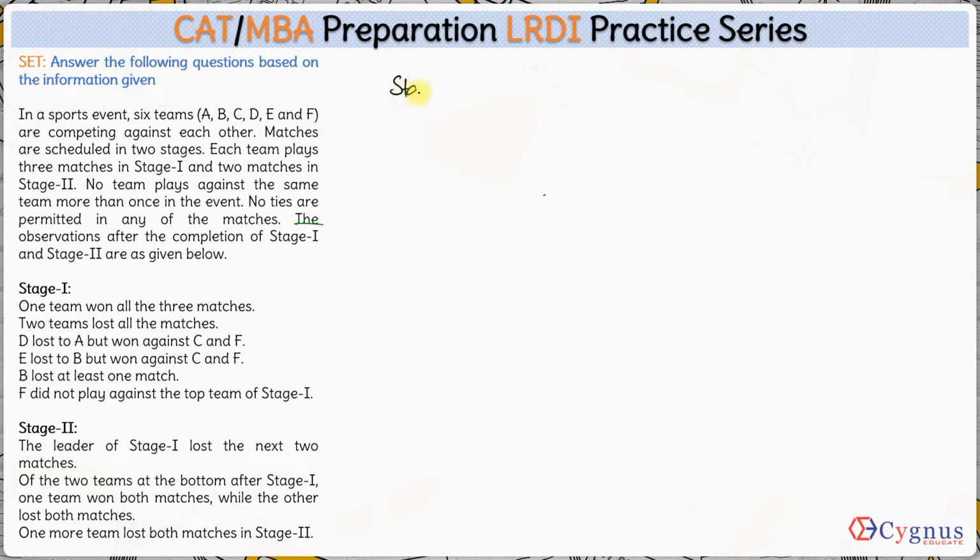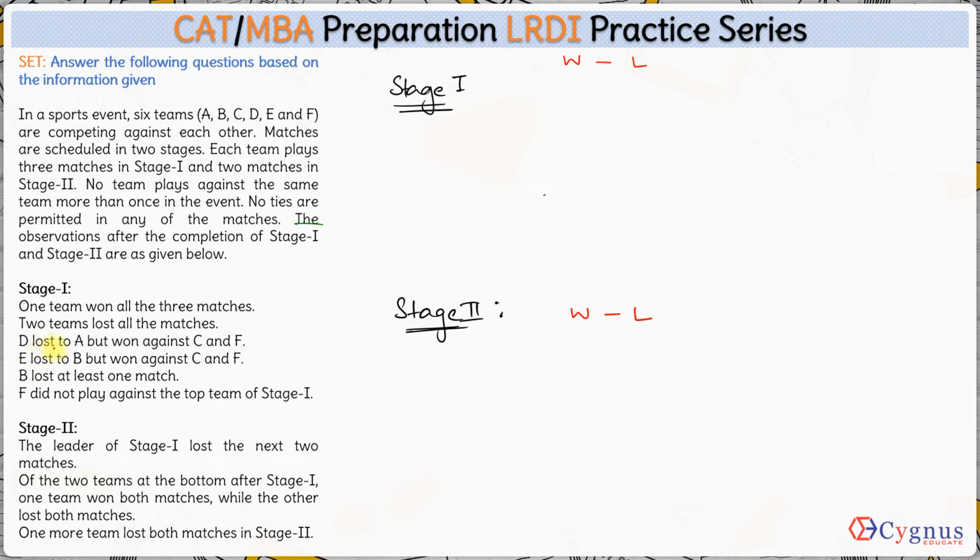So let's say this is stage 1 and let's write the matches of stage 2 over here. Okay, cool. Let's see. One team won all the matches, all the 3 matches. Okay, so there was one team which won all the 3 matches. What I will do is, I will write the winning team first and the losing team second. Now, there was a team which won all its 3 matches in the first stage. Fine. 2 teams lost all the matches. There were 2 teams who lost all the matches.